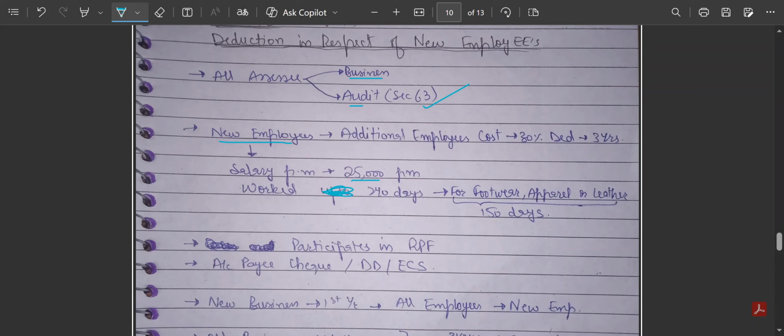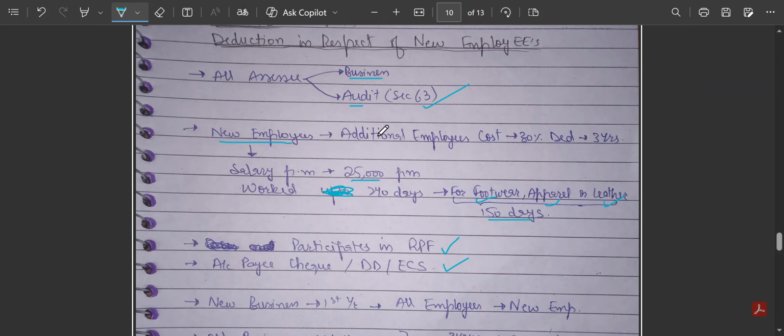So if they are still in the firm in the next year, they will be considered as new employees. And in the next year, obviously, they will be there for the year, so they are fulfilling the 240 days criteria. But if you are engaged in the business of footwear or apparel or leather products, then the criteria becomes 150 days only. Then the employee should also be participating in RPF. Otherwise, they will not be considered as additional employees for this section. And you have to make the payment of their salaries through account payee cheque, demand draft, or ECS only. Means you cannot pay them in cash.